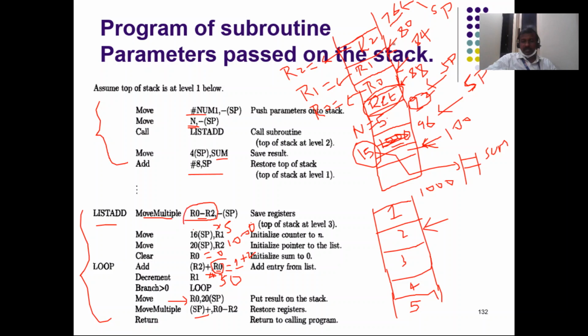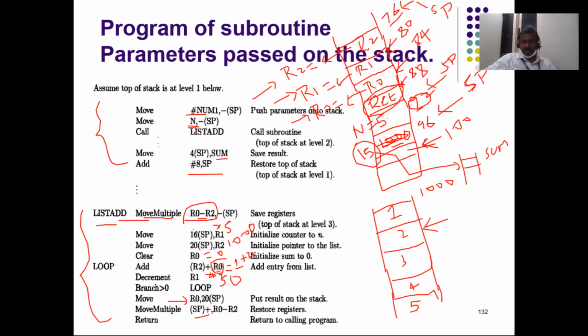Why are we pushing those? Because before calling this subroutine, maybe this main program may also be using R0, R1 and R2. We don't know, because this is partial code. This program may be using R0, R1 and R2, and they may have some values, so you cannot overwrite those values. That is the reason before using R0 to R2, all these are pushed into the stack. All these values are stored in the stack.